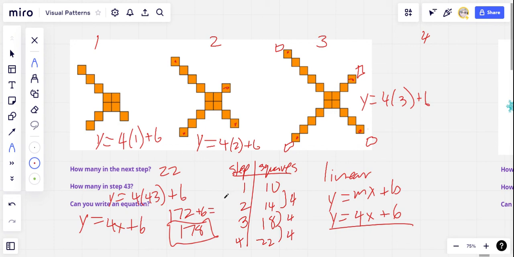Well, how did that go for you? Did you get 22 for step number 4? Did you figure out this equation? Or did you come up with something different? Let me know. Thanks, everybody.